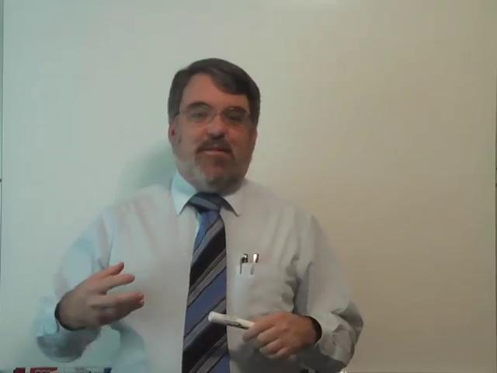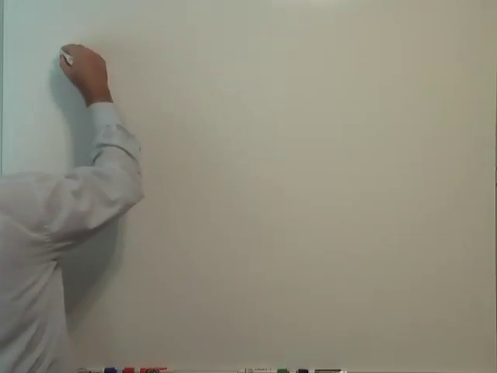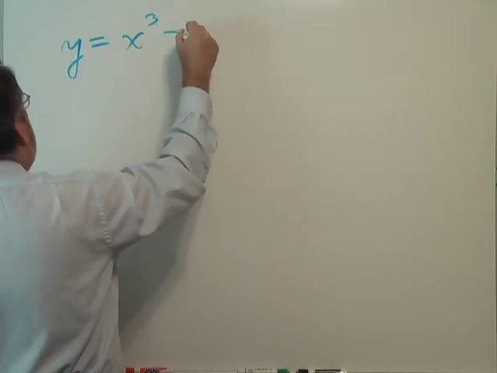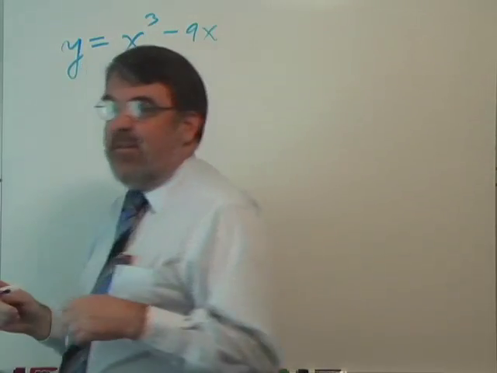Sort of distilled to its simplest, a mathematical function says that for every input there is a unique output. All right, so I'll expand on that as I draw some pictures and talk about it more. But let me start with a function. And this one is, well, it's one of my favorites. y equals x cubed minus 9x.